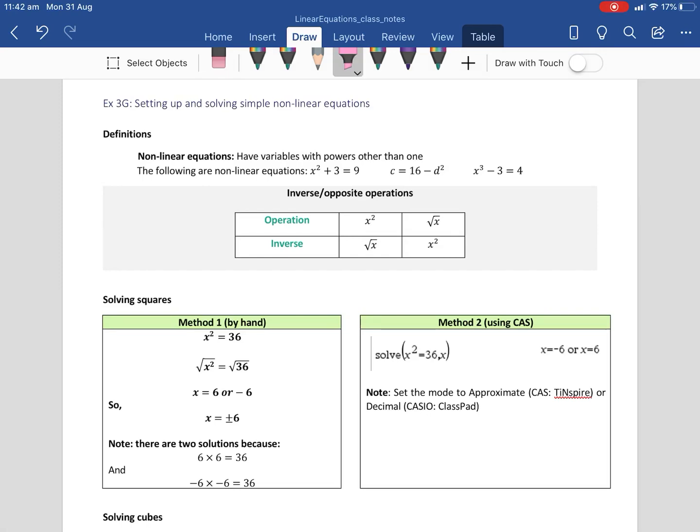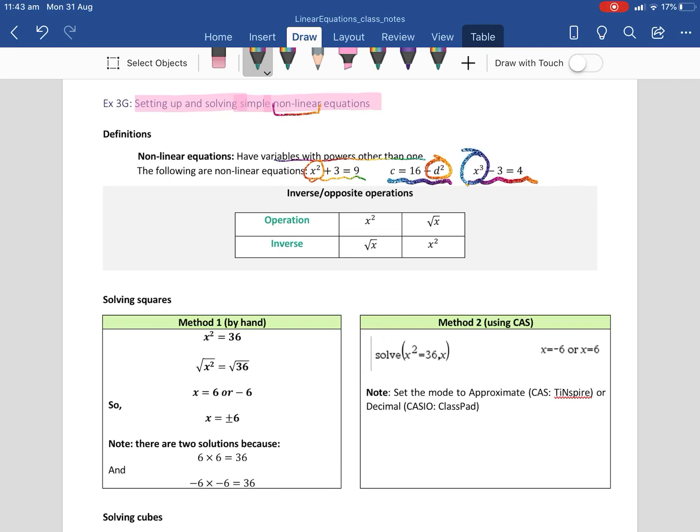Okay, exercise 3G, we're looking at setting up and solving simple non-linear equations. Non-linear means that we're looking at variables with powers other than 1. For example, the following are non-linear. This is non-linear because you've got an x to the power of 2. This is non-linear because the d has a power of 2. And this is non-linear because it's got an x to the power of 3.